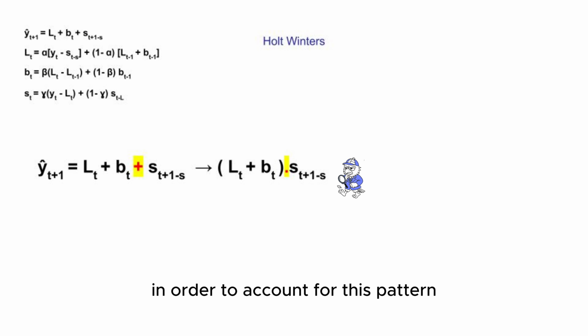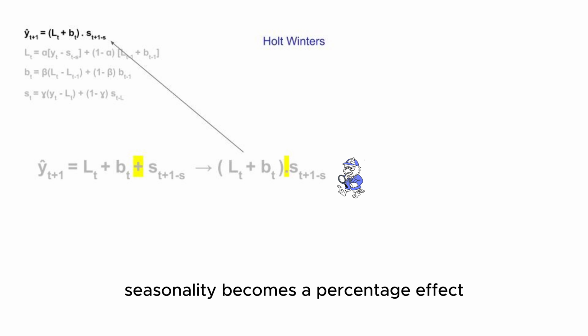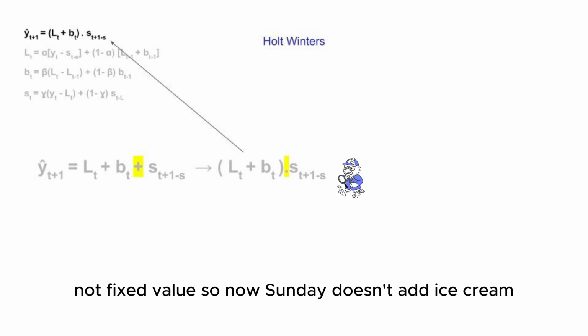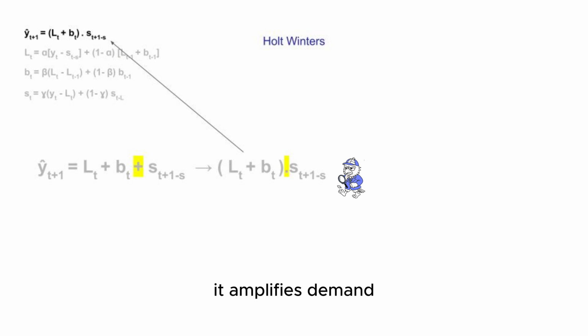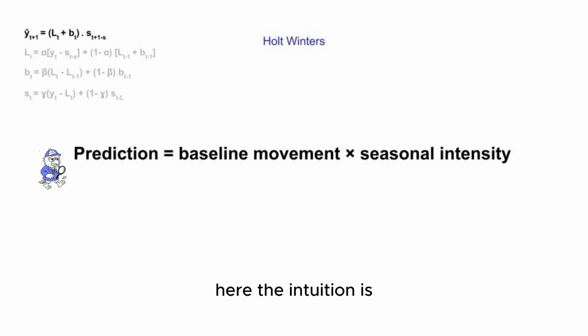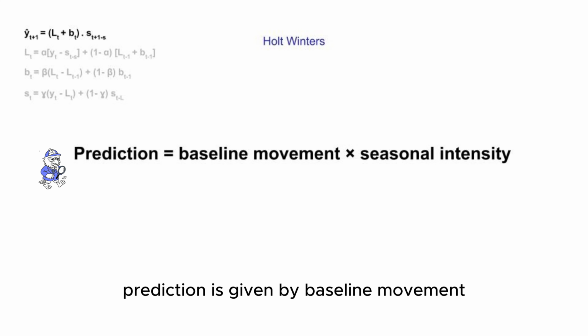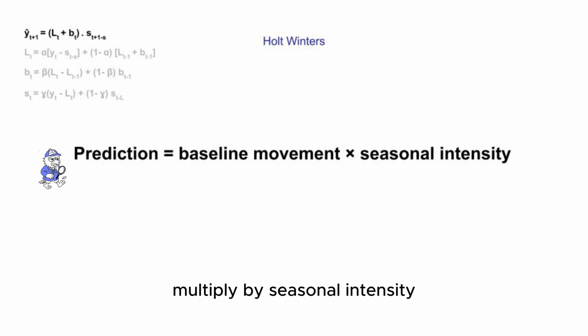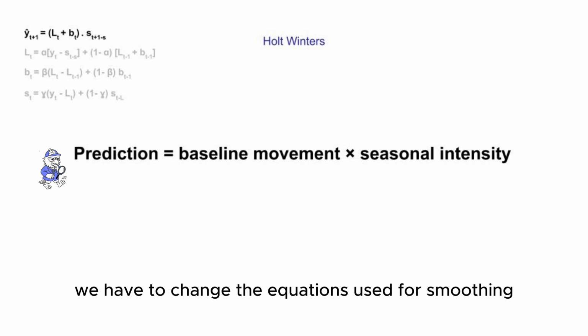In order to account for this pattern, we adjust how we are using seasonality in Holt-Winters tool. Seasonality becomes a percentage effect, not fixed value. So now Sunday doesn't add ice cream, it amplifies demand. Here the intuition is: prediction is given by baseline movement multiplied by seasonal intensity. Naturally, we have to change the equations used for smoothing.